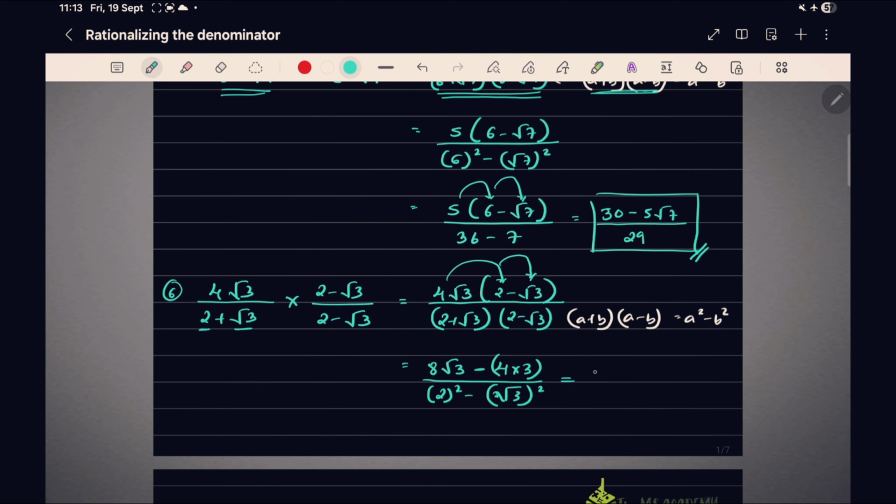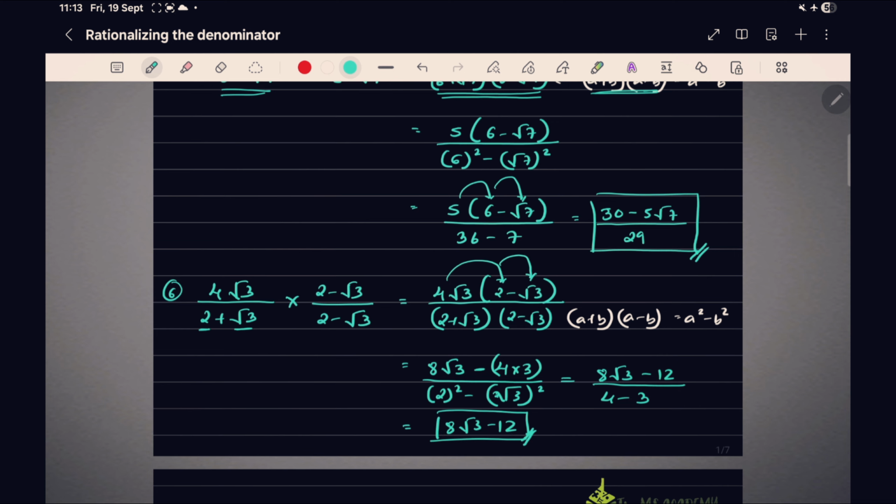Looking at the numerator, we have 8 root 3 minus 12 upon 4 minus 3. 4 minus 3 becomes 1. 1 is a rational number, so I can claim my final answer to be 8 root 3 minus 12.